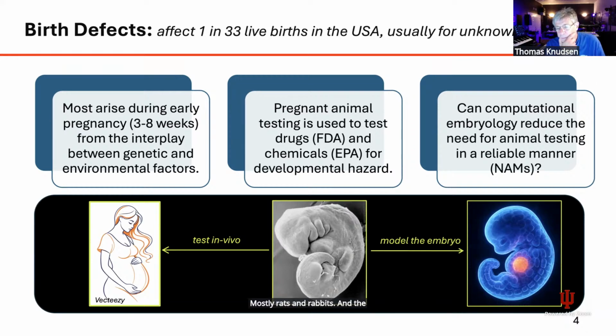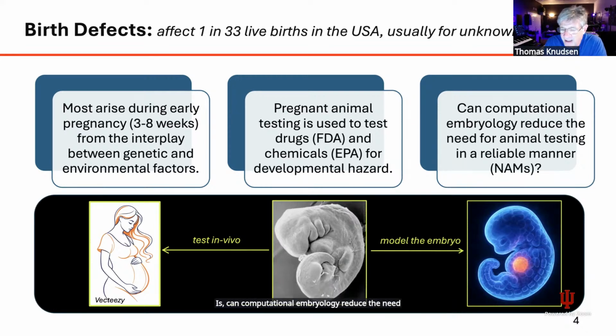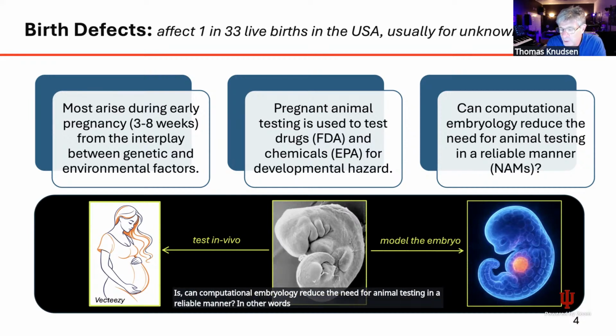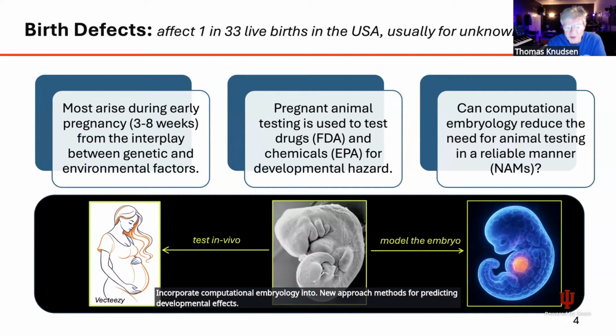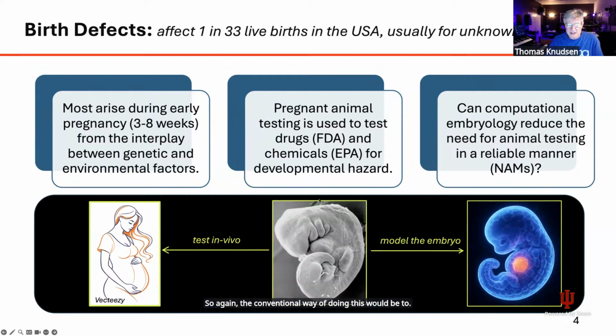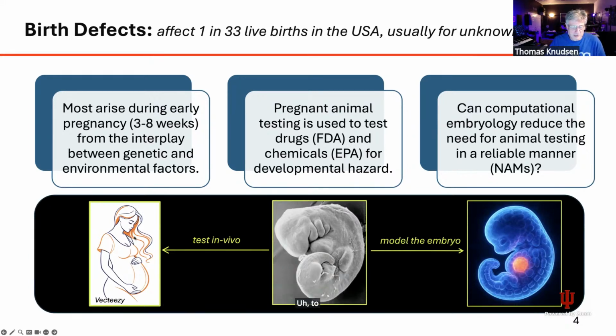And the question that we've been wrestling with over the years is, can computational embryology reduce the need for animal testing in a reliable manner? In other words, can we incorporate computational embryology into new approach methods for predicting developmental effects? So again, the conventional way of doing this would be to look at the embryo during its vulnerable period, use information that's currently available. We know a lot about the biology of embryology, and so we can build computer models of the embryo. But typically what's done is the work from animal studies is extrapolated to make a prediction in the human.